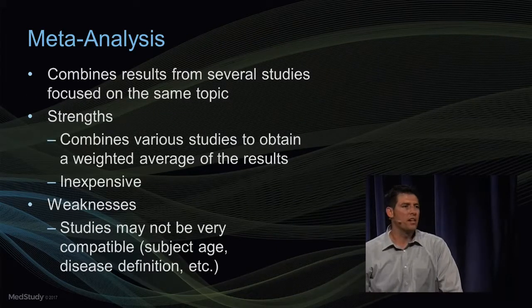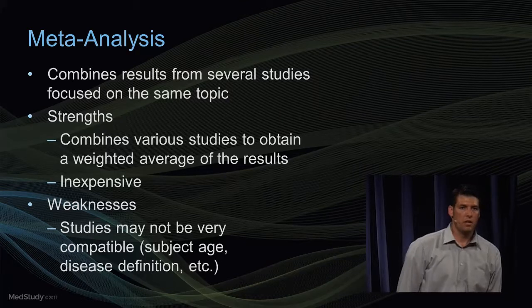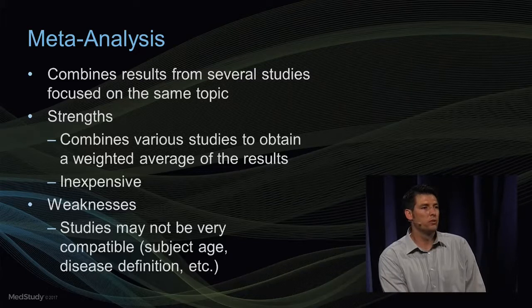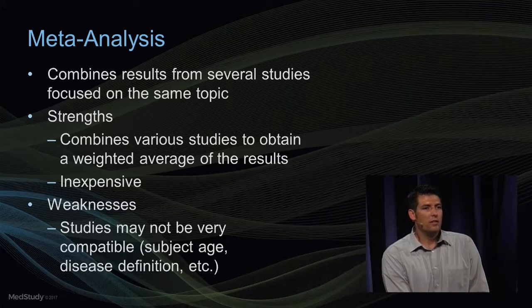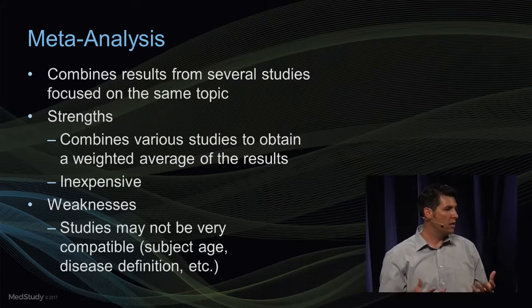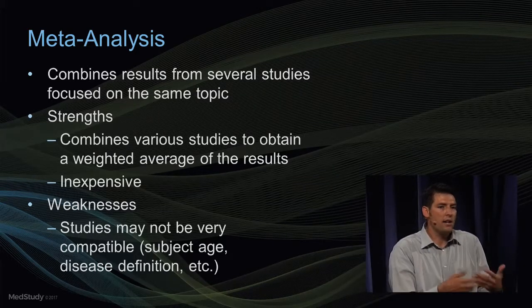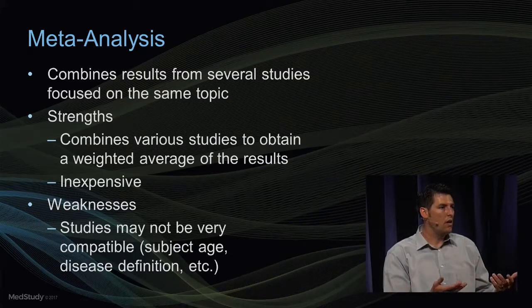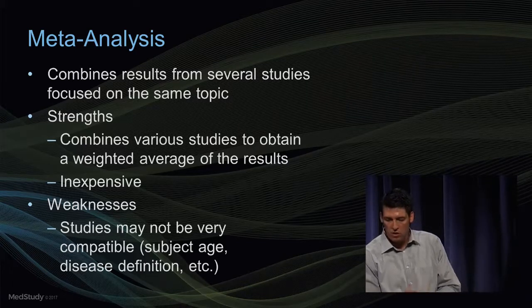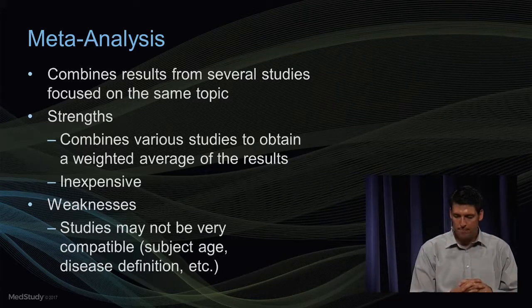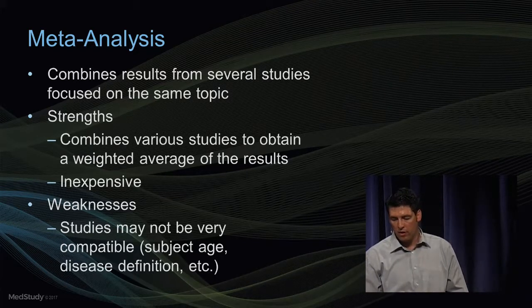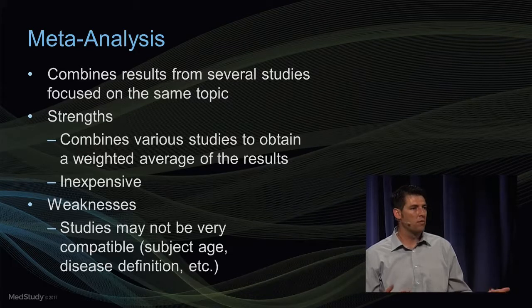Another interesting type of study is what we might call a meta-analysis. And in my mind, a meta-analysis is a really slick way of having other people do your work for you. So you actually just go out and you gather studies that have already been done, and you create sort of this composite description of what happened. So it combines the results of several studies focused on the same topic. Really nice things about meta-analyses are that they combine various studies and give you a weighted average of those conclusions.